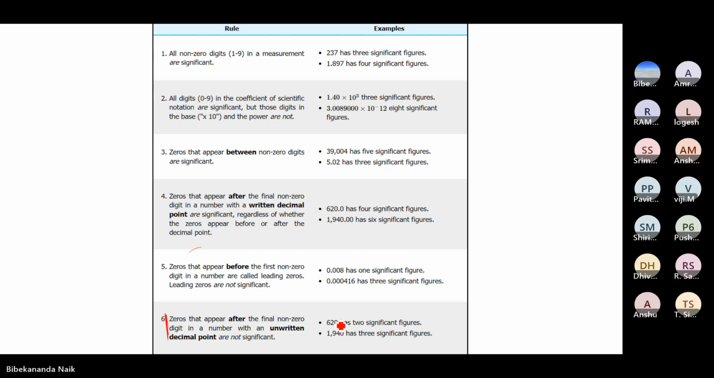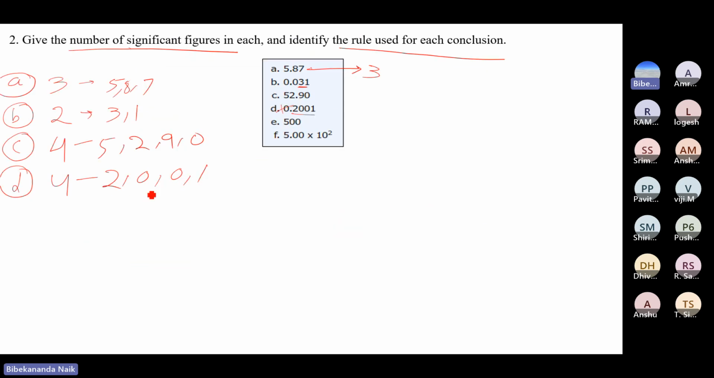So as you can see here, 620 has 2 significant figures. Similarly, we can say that in 500, since there are no decimal numbers and after 5 there are 2 zeros, there is only 1 significant digit and it is 5. These 2 zeros are not significant digits, only this 5 is a significant digit.